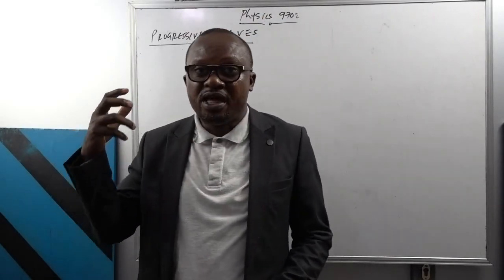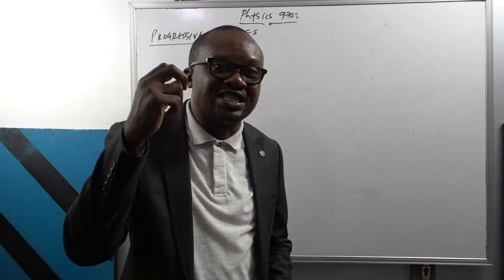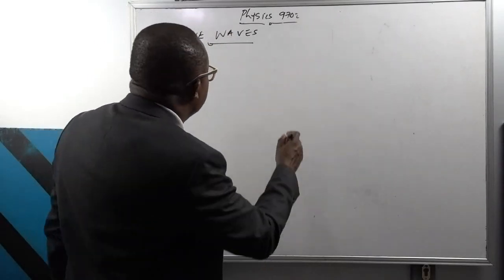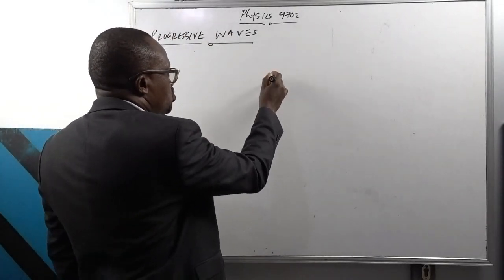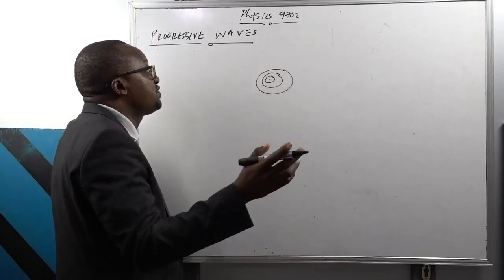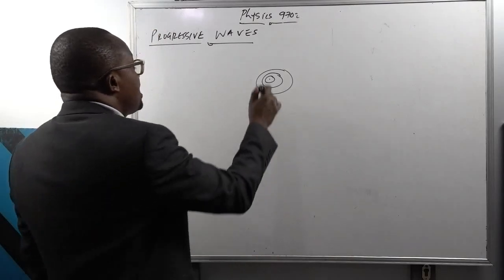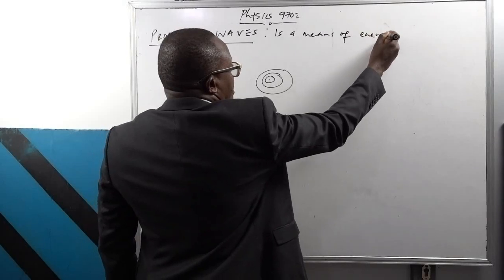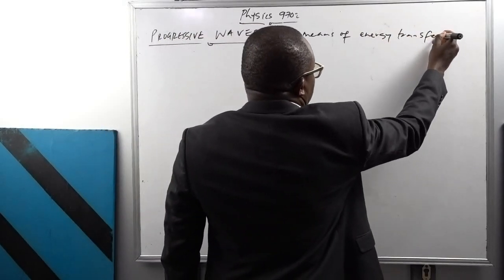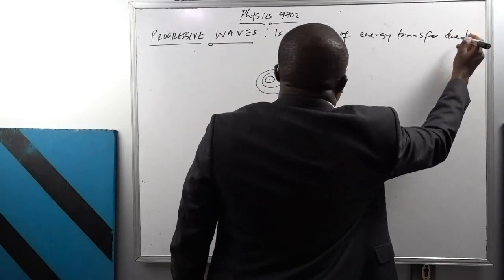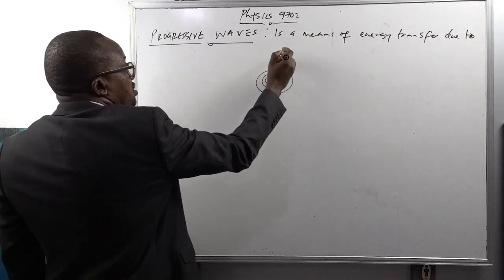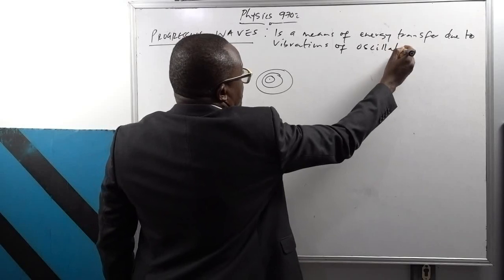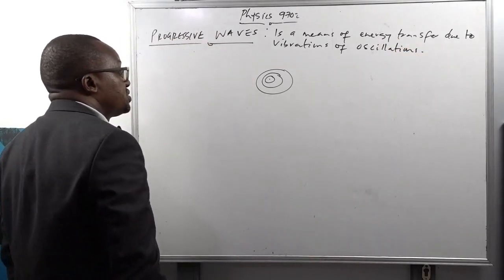So basically, a progressive wave is a means of energy transfer which occurs as a result of vibrations. So if I begin to set this point into vibrations now, it will produce waves, and the wave generated will transfer energy. So we said that progressive wave is a means of energy transfer due to vibrations or oscillations, because vibrations are also referred to as oscillations.